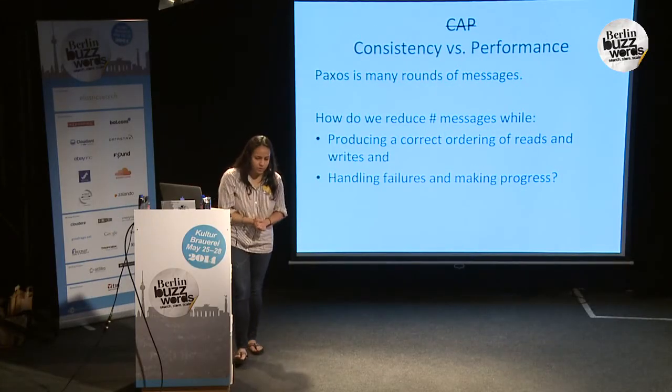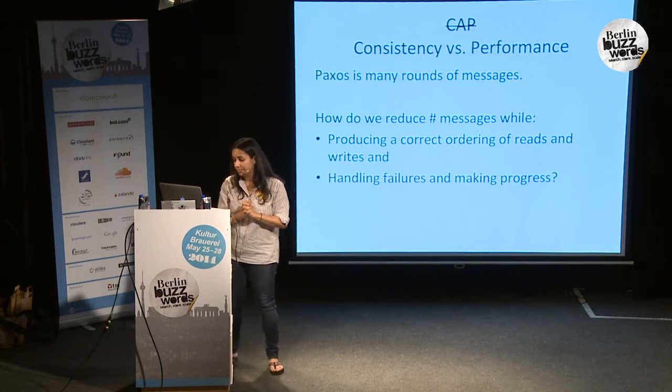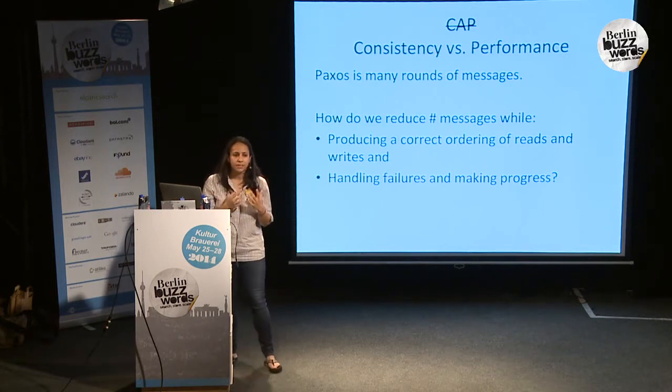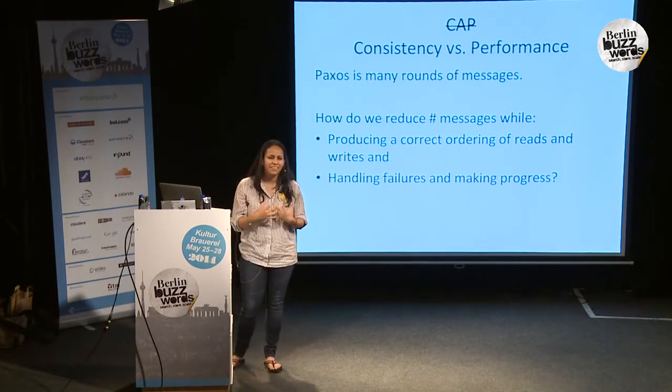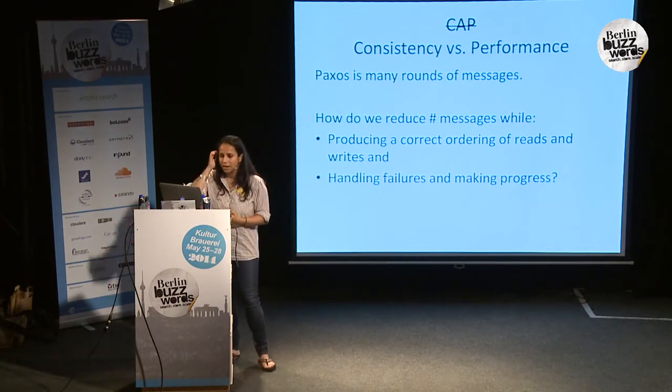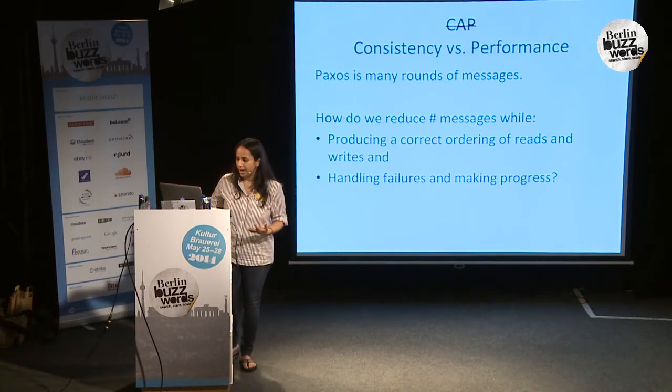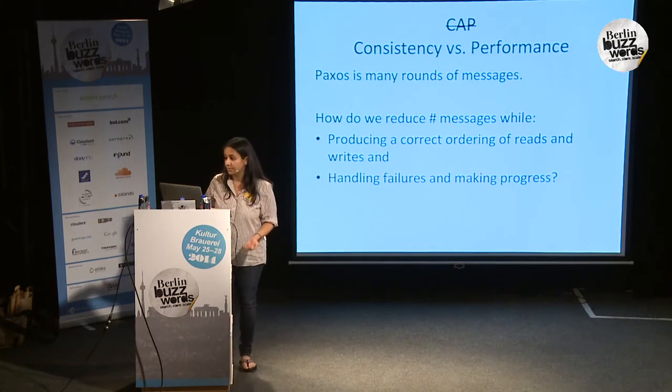So I think the real question which we should be talking about, I'm running out of time, is that we should really be looking at consistency versus performance, not consistency versus availability. How do we reduce the number of messages? You know, Paxos had a ton of messages. How do we reduce that number while still producing a correct ordering and handling failures and making progress?